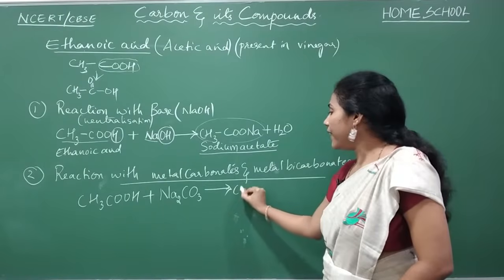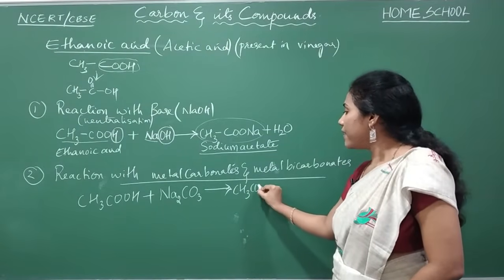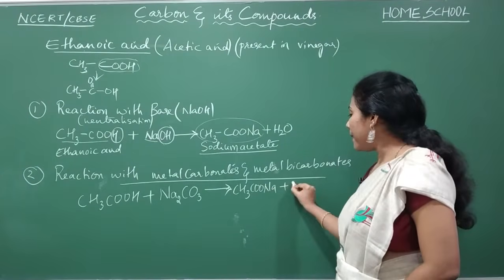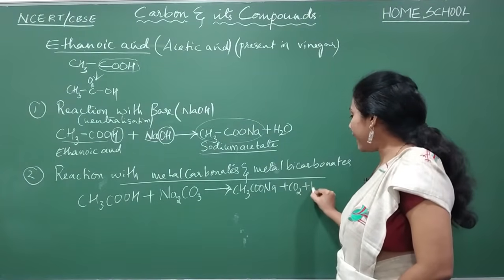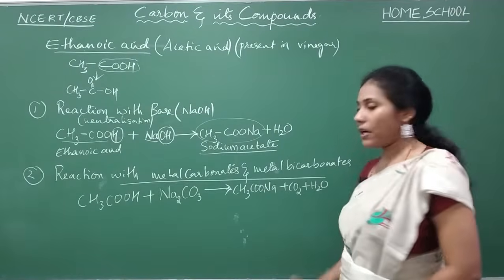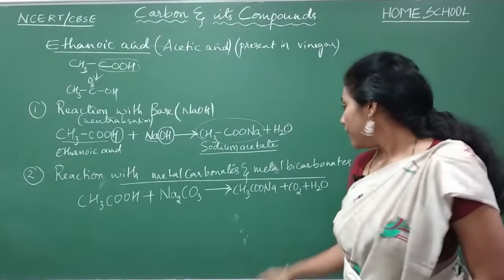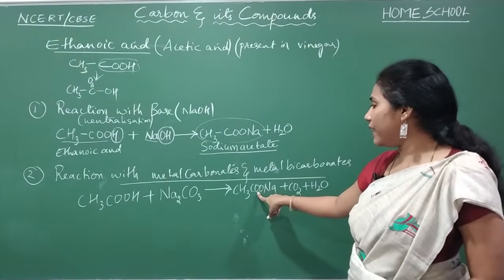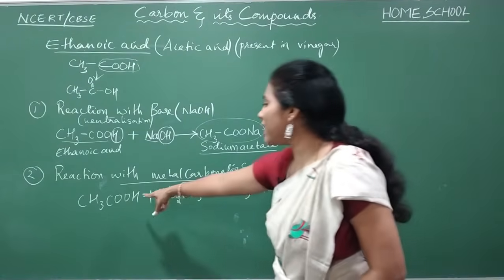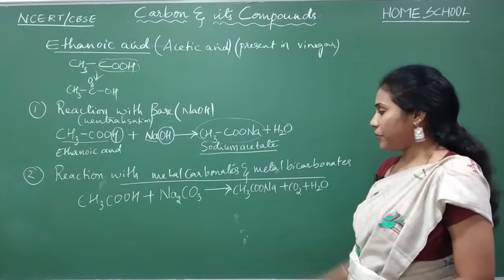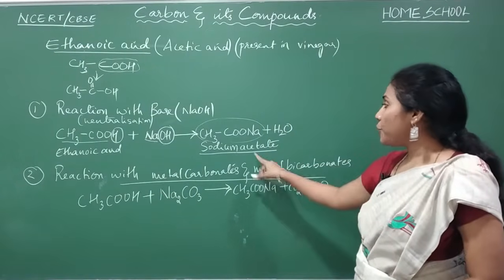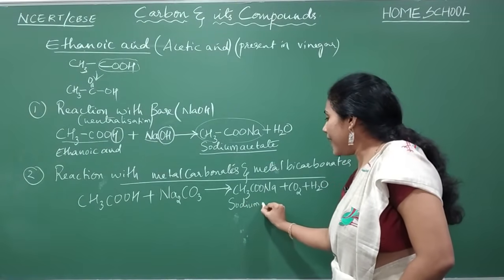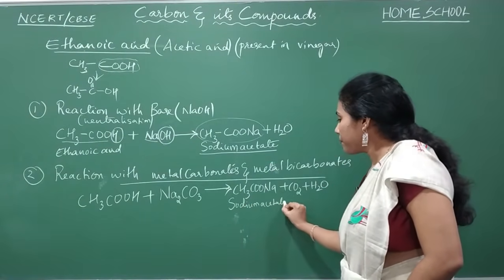Okay. So what do you get? CH3COONa. This is the salt you will get, plus carbon dioxide and water as the byproducts. Okay, you get salt, carbon dioxide, water is common. What is the salt you will get? Sodium salt of acetic acid is always this. Okay, what is its name? Sodium acetate. Sodium acetate you will get.